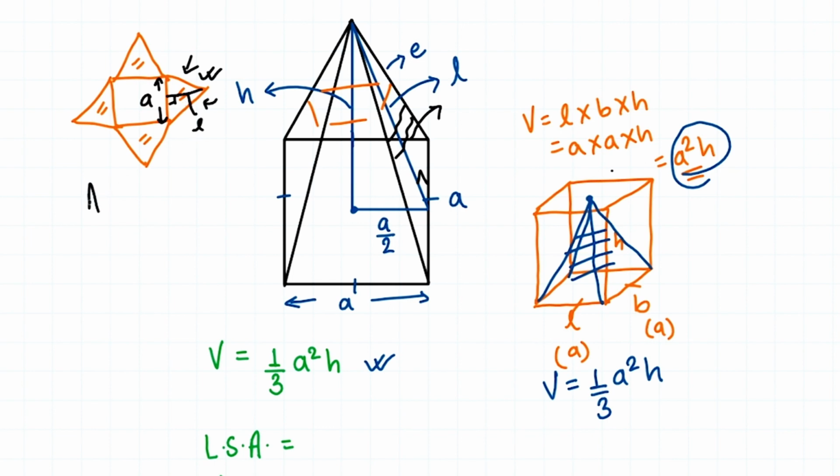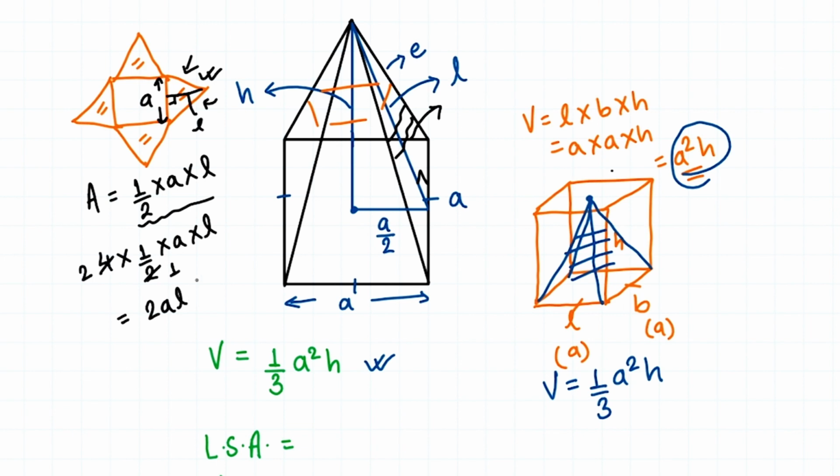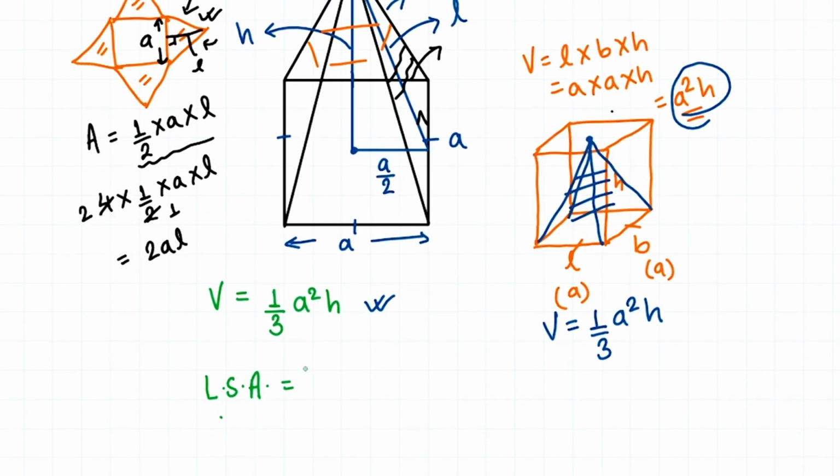And now we know that the area of the triangle is 1 by 2 times base times height, right? So our base is A, our height is going to be L. Now this is the area of one of the triangles. For 4 of them, we just need to multiply this area with 4. So we get 4 times 1 by 2 times A times L. So we can cut this 2 and 4. 2 times 1 is 2, 2 times 2 is 4, and we get 2AL. And that gives us the area of all these 4 triangles, which is our lateral surface area, or LSA. So our formula for LSA of a square-based pyramid is 2AL.